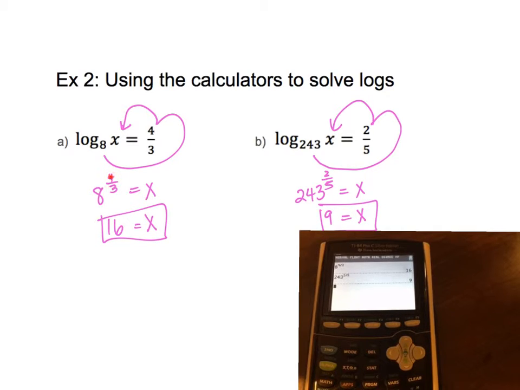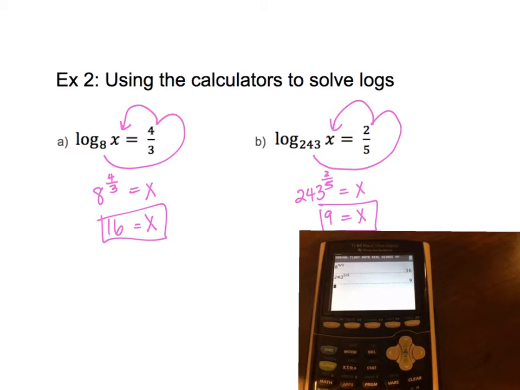Basically, with fractions as a power, the denominator tells you what root to take, and then once you take the root, you take the exponent of that number. It doesn't matter which order you do it. You could take the exponent first, so 8 to the 4th power, and then take the cube root of it, or take the cube root and then take the 4th power. So that's how you would do it by hand. But like I said, you can use the calculator for this part and just plug it in and get a number.